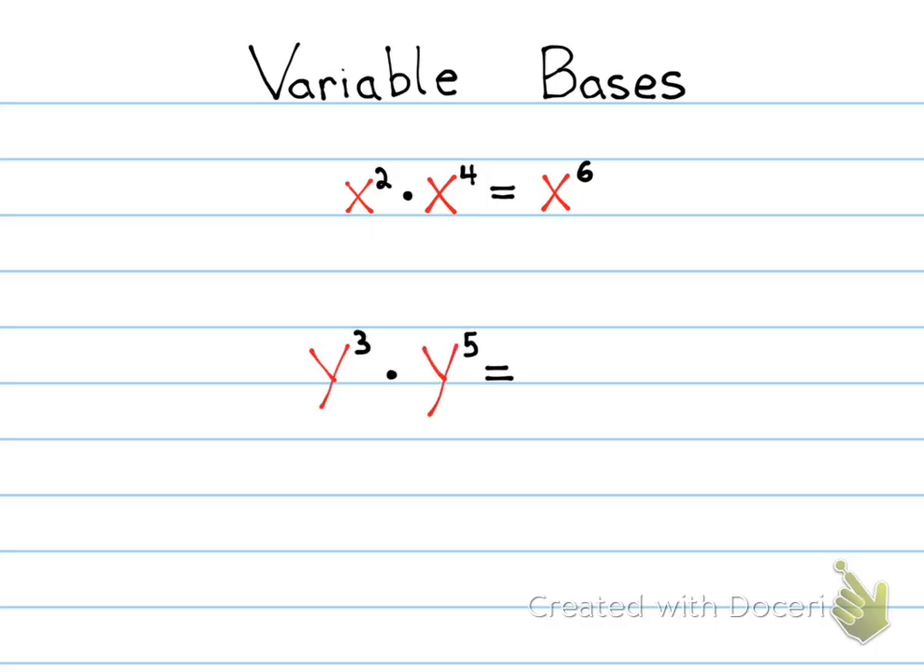It doesn't matter if I use x or y or r or c, all variables will work. So y to the third power times y to the fifth, I'm going to add that up. 5 and 3 is 8. So that'll give me y to the 8th power. Just to show you here, here is r to the 9th times r to the 5th. 9 plus 5 is 14, so I have r to the 14th.